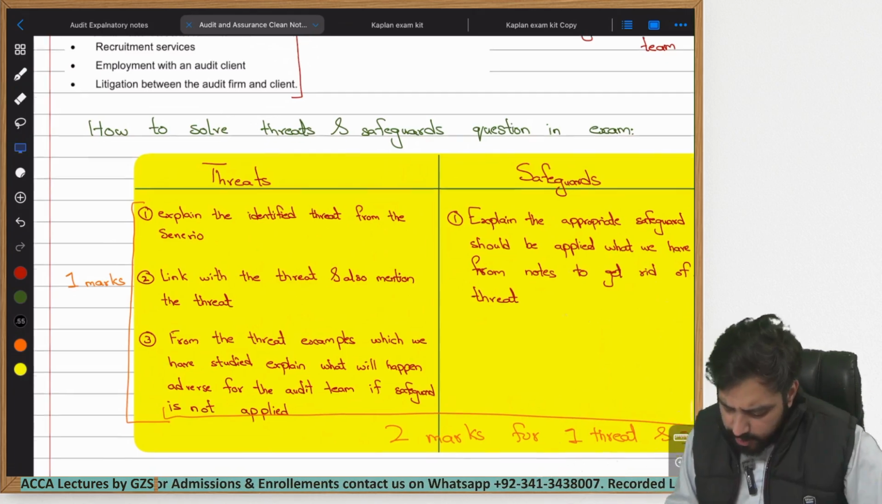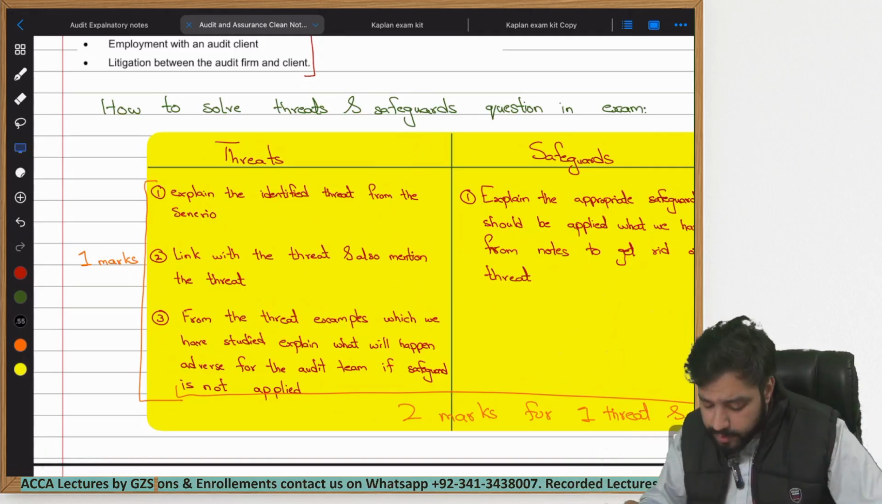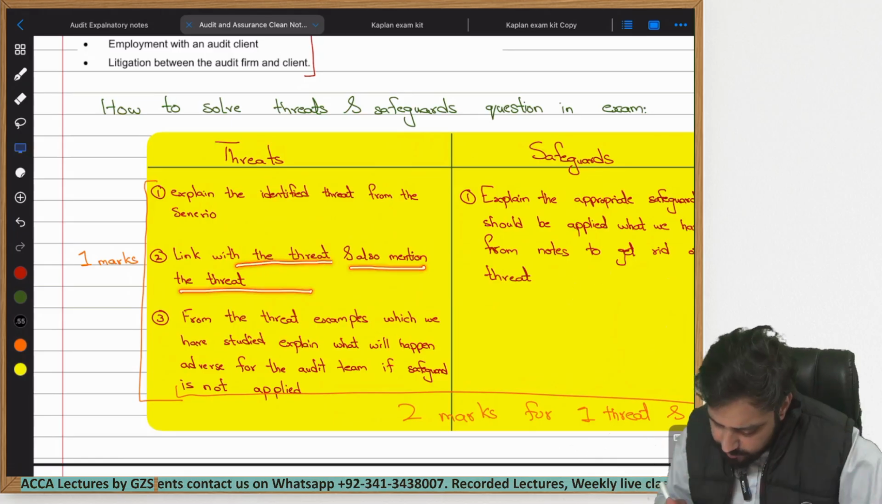We will also do the question and I'll explain how it is done basically. So for example, if there is a fee dependency threat, how would you write it down? This would create a fee dependency threat and would be linked to a self-interest threat for the auditor. This is how you will write it down.